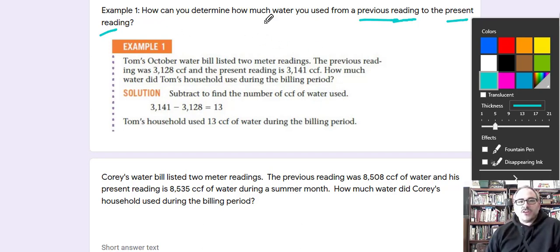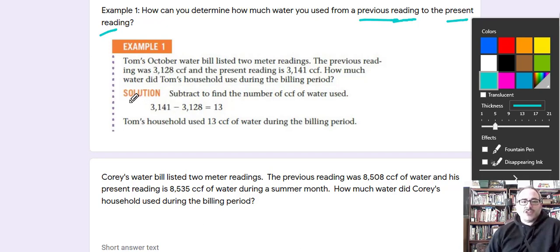So, how can we determine how much water we use from a previous reading to a present reading? Well, the previous reading said it was at 3,128, and the present reading says it's at 3,141. So what we have to do is subtract, right? We have to take the difference to find out what is 3,141 minus 3,128.